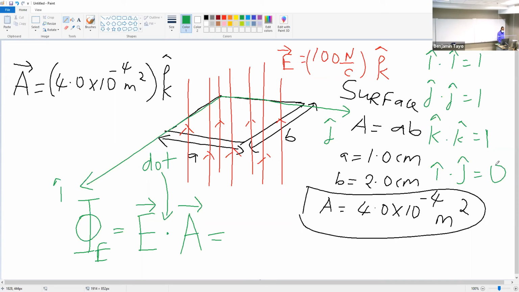So if I do this problem here, now I end up with this number here, 0.4, and this will be in Newton per coulomb meter square. So that's how you calculate electric flux.